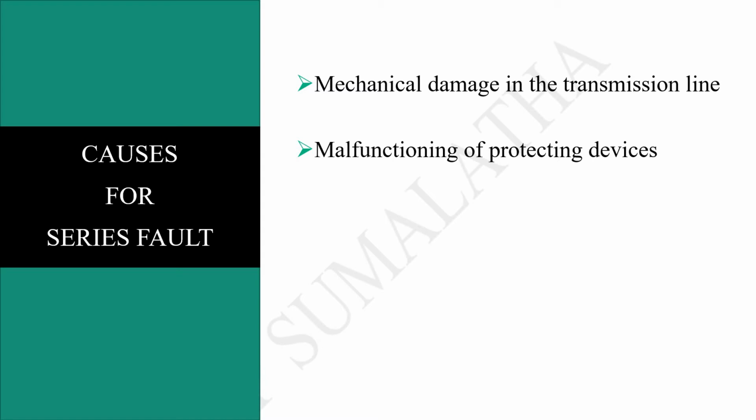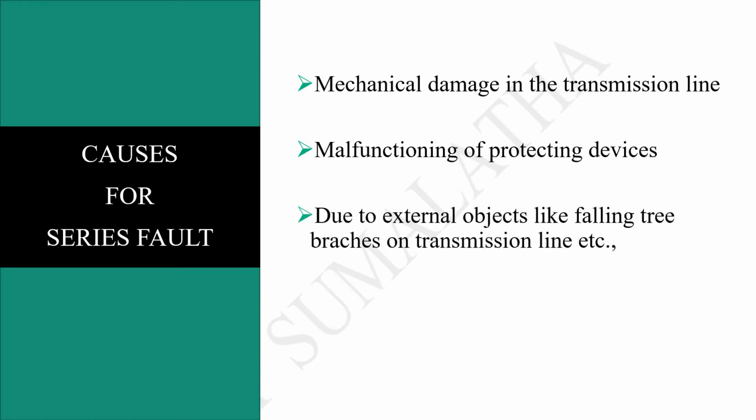If the relay failed to identify the actual fault or the overloading condition, there is a chance of sending a wrong signal to the circuit breaker to isolate or to open the faulty part from the section. So it may not be the actual fault that leads to the malfunctioning of the protecting devices. In that condition, you will isolate the circuit, so thereby it will result as a series fault condition.